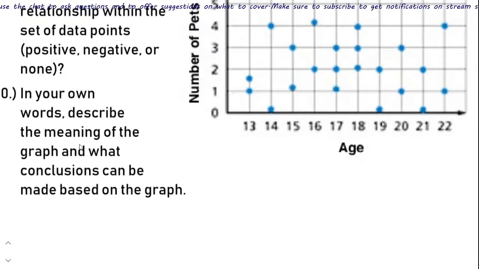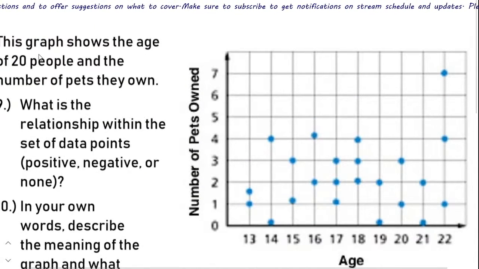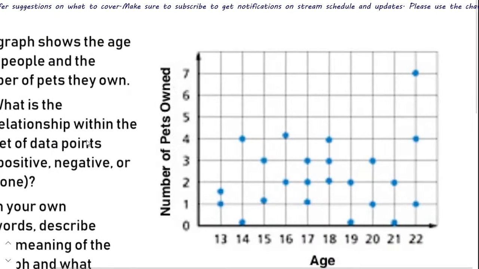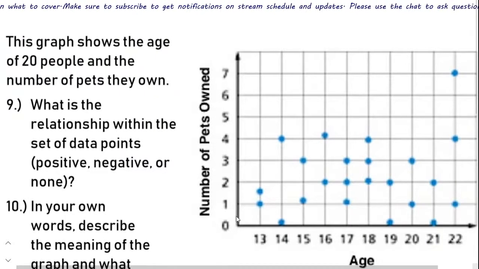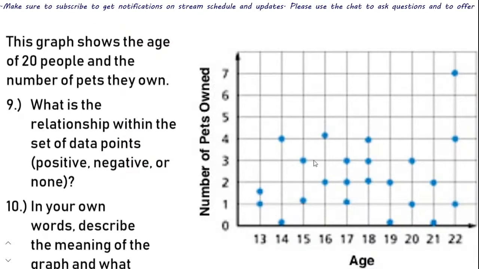Alright, next one. Whoa, this one has scatter plots, or has points all over the place. So this graph shows the age of 20 people and the number of pets they own. They ask us, what is the relationship between the data points? Is it positive, negative, or none? So is there any kind of correlation that's going on here? If you have dots all over the place, there's no real trend. Then we have to remember that is none. So that's no correlation, no trend, no relationship.